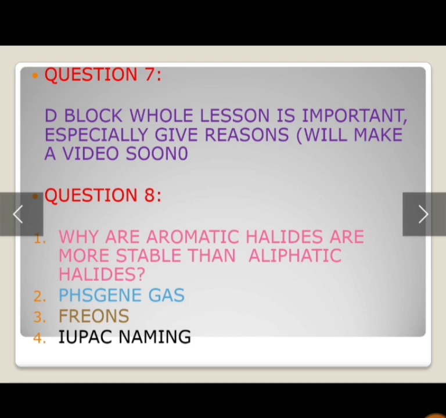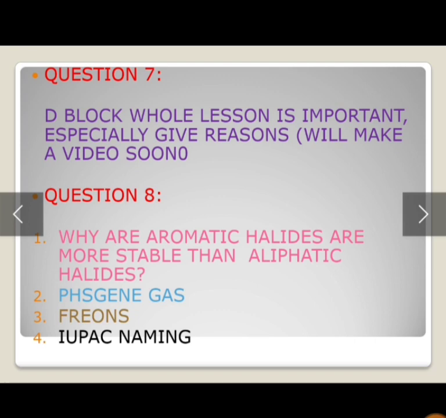Question number 8. It is from haloalkanes and haloarenes. Generally IUPAC naming would be asked, or else Freons. Phosgene gas and its preparation. Last year it was asked. This year there is very less probability of asking the same question.